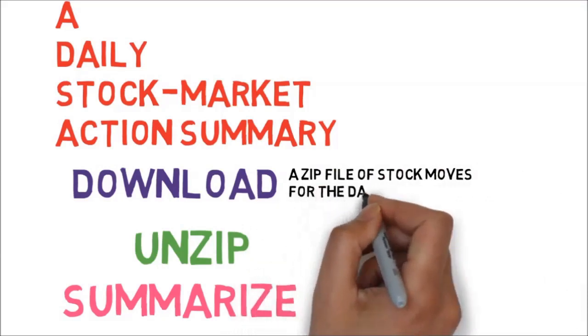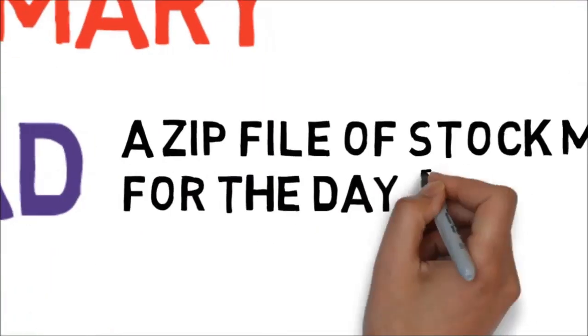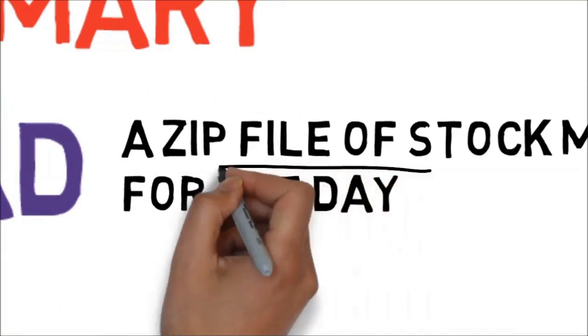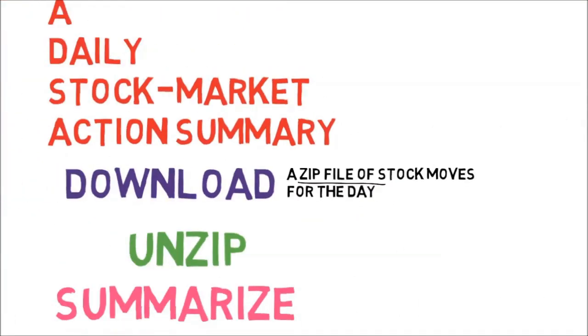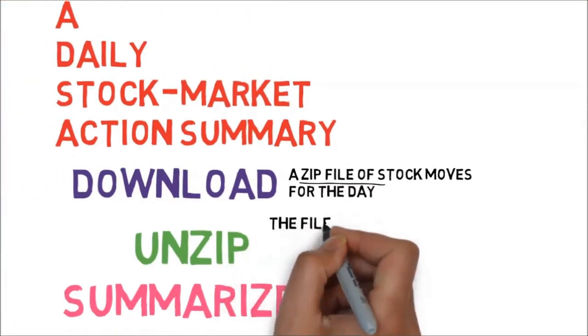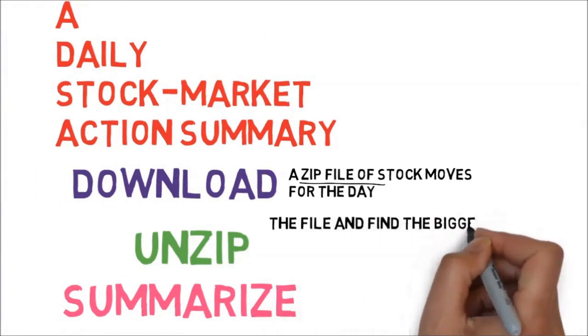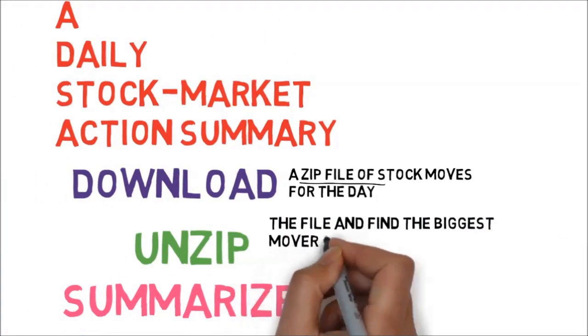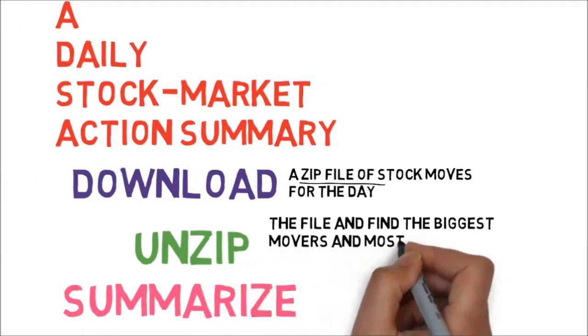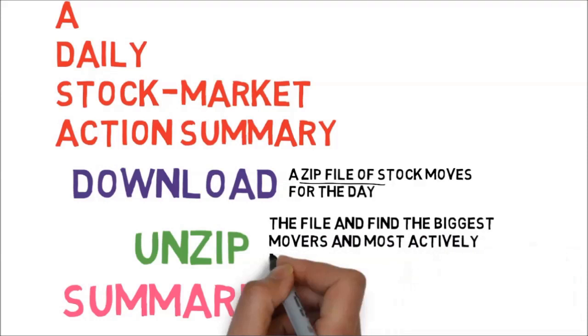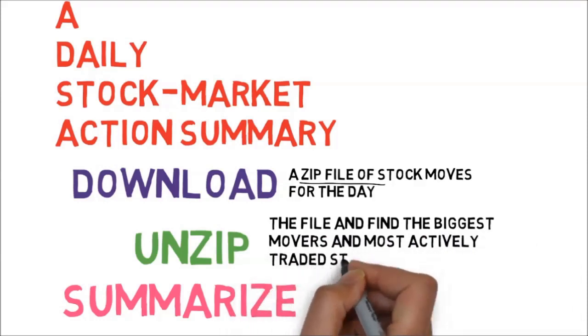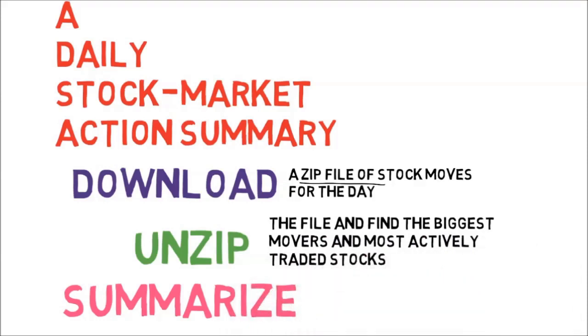The zip file that we download will contain the data for the stock moves of a given day. Since it's a zip file, you need to unzip it and extract the contents of the zip file, which will be a CSV file. Once you unzip the file, in the CSV file, we'll have to analyze the data line by line and find the biggest movers and the most actively traded stocks.